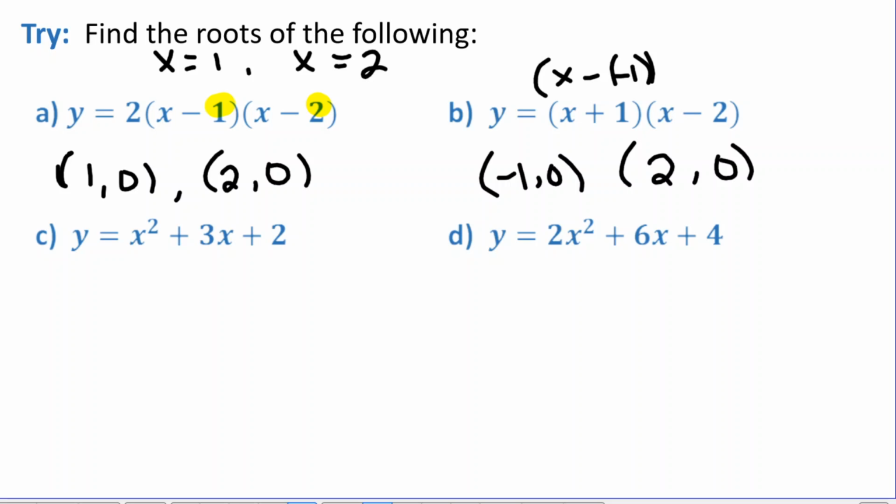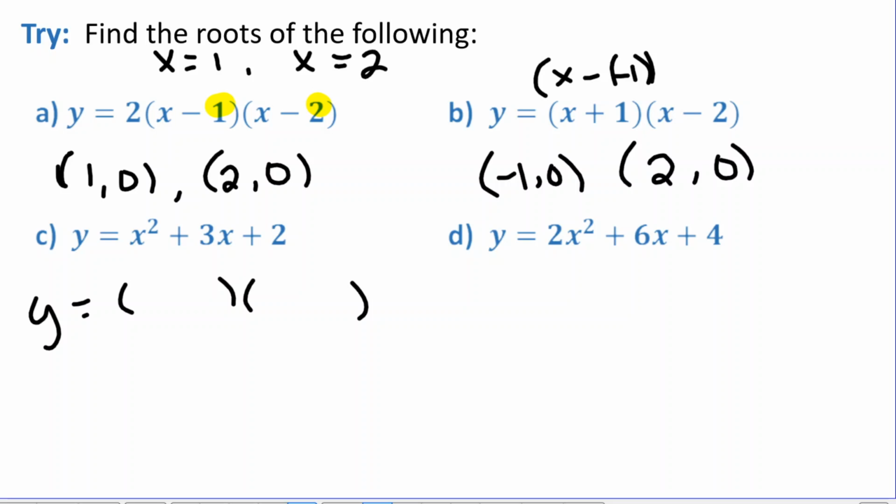So C and D aren't in factored form yet, but we know how to factor. So let's do a quick refresher on how to factor this. Again, factoring is just being able to express it as products, right, multiplication, instead of sums, right, addition and subtraction. So I want to be able to say that x squared plus 3x plus 2 can be written as some binomial times something else.